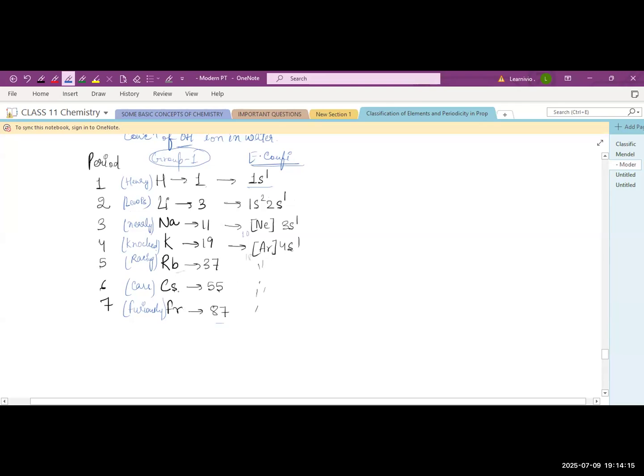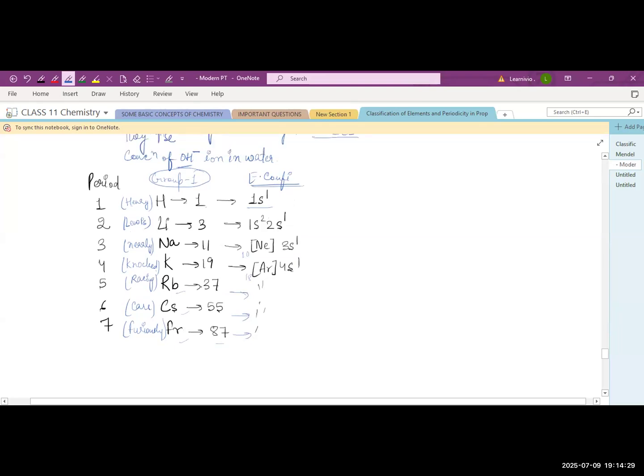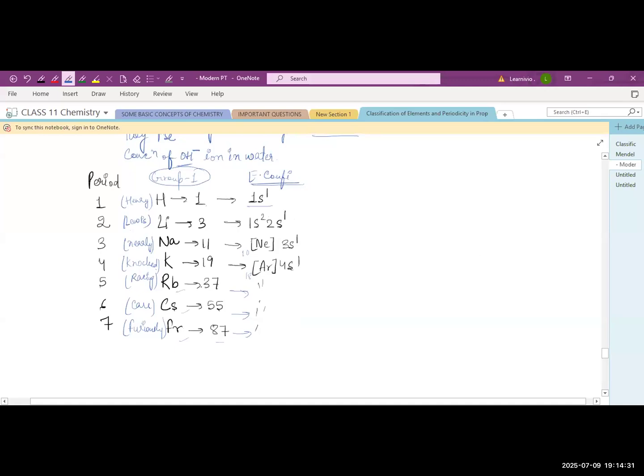Similarly, you can write it for rubidium, cesium, and francium. Write down these three using the noble gas electronic configuration. You can use the trick which I just explained. Just write down the electronic configuration for rubidium, cesium, and francium.